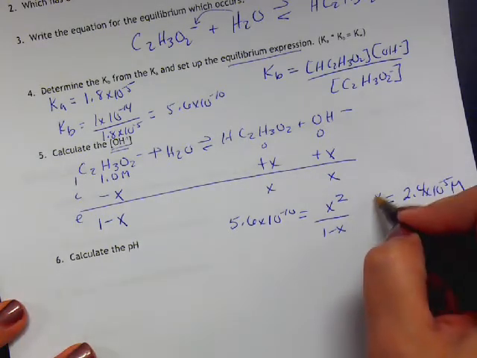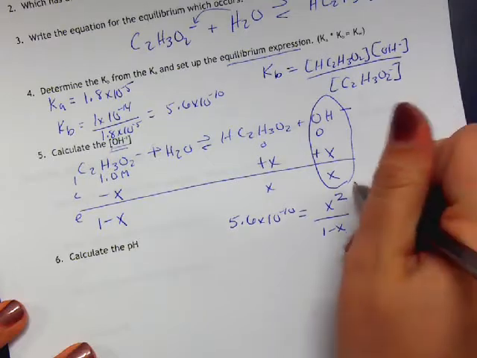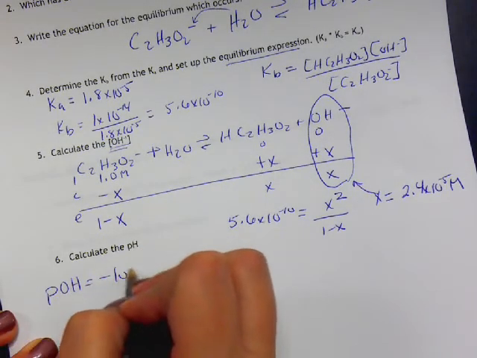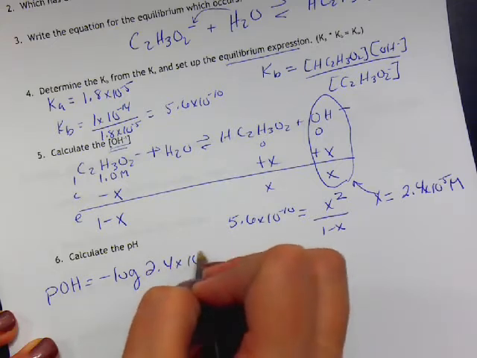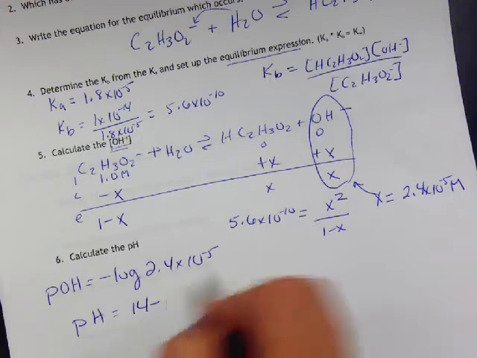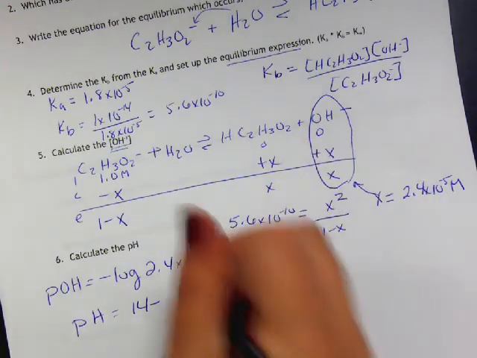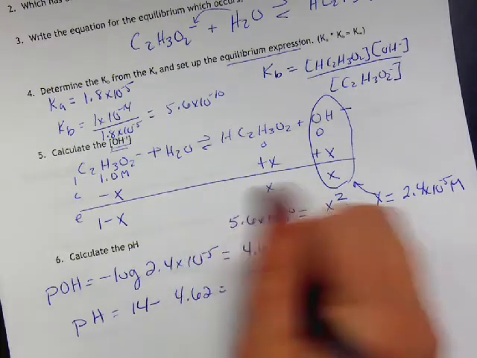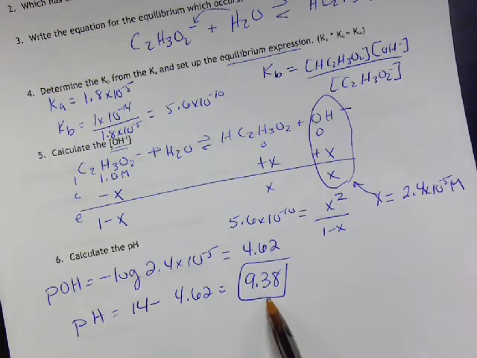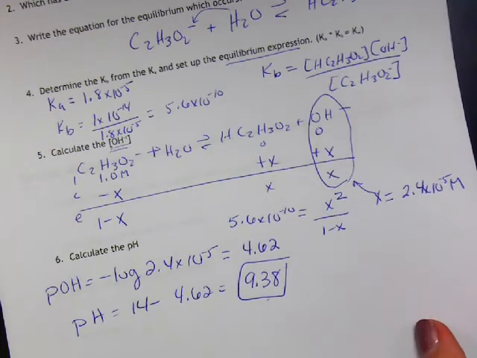So remember that x corresponds to our hydroxide concentration. And so from there we can find our pOH by doing the negative log of 2.4 times 10 to the minus 5. And then our pH would be 14 minus that. And so when we do that in our calculator, we get 4.62. So then 14 minus 4.62, and we get 9.38. And to know that our answer makes sense, that is basic, and since we're forming hydroxide in our reaction, we should have a basic pH.